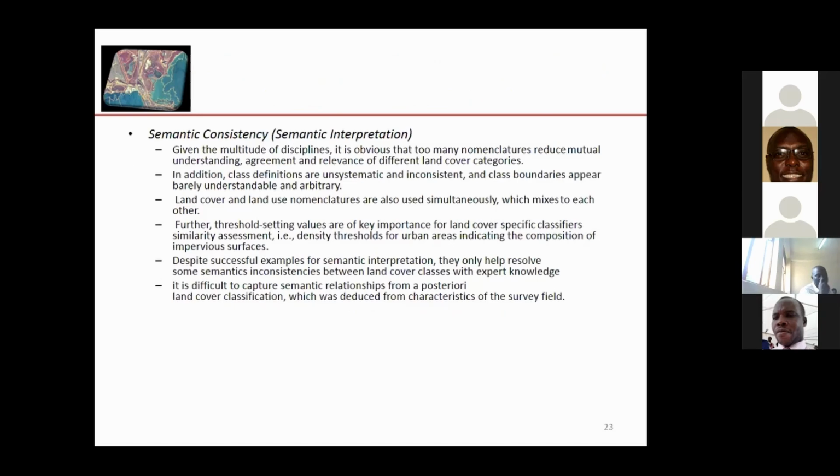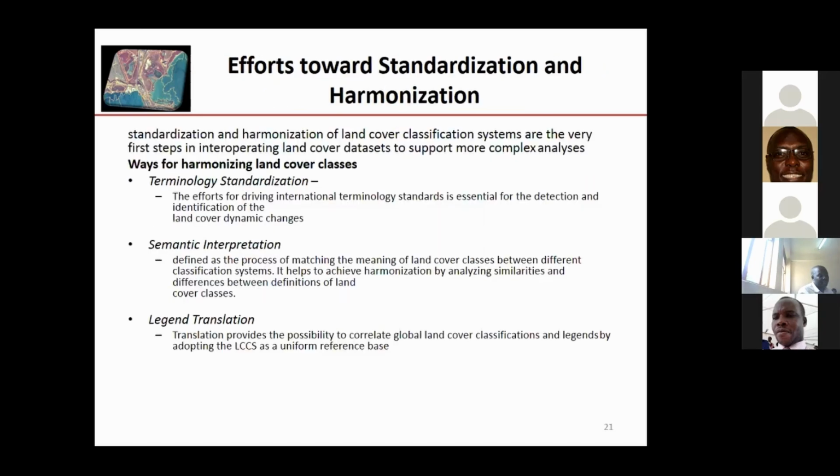Now, the other thing is that this always assumes that a land cover classification system already exists. You go to the field and maybe you find other peculiar kinds of classes. It's not easy to come back and work around your land cover classification system and then harmonize. So that's also a problem faced with semantic interpretation. Most of all, to be able to do semantic interpretation needs a lot of expert knowledge.